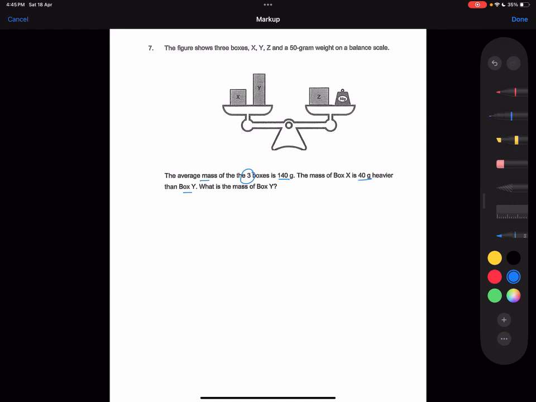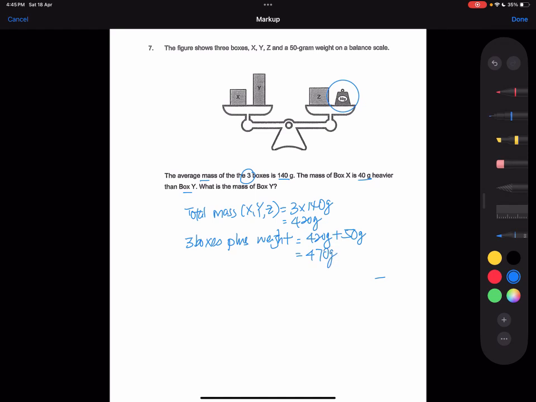Now, average mass of the 3 boxes is 140 gram. Let's find the total mass of X, Y, and Z. That's 3 times 140 gram. It gives us 420 gram. Now 3 boxes plus weight is 420 gram plus the weight here, which is 50 gram. That gives us 470 gram.